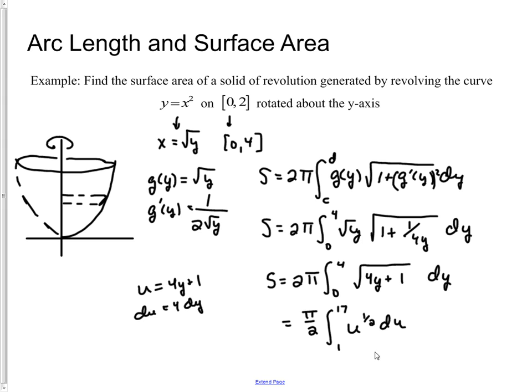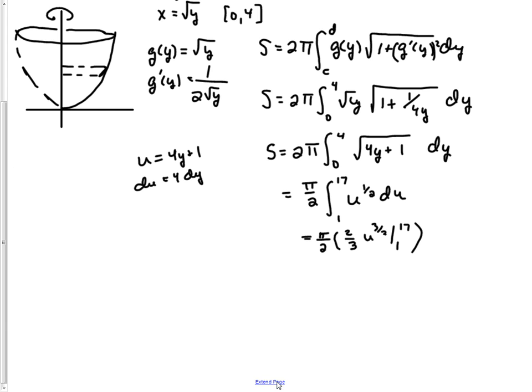du. All right, now we know what's going to happen right here. We're going to get pi over 2 times this integral, which is going to be 2/3 of u to the 3/2 when we evaluate that from 1 to 17. And making those substitutions here gives us pi over 3 times the quantity 17 to the 3/2 power minus 1. And we're done.